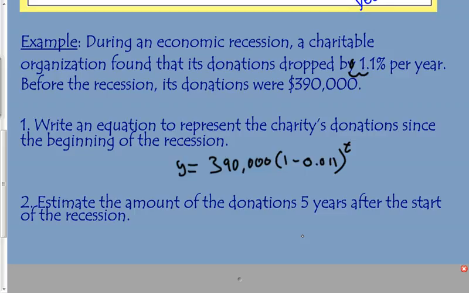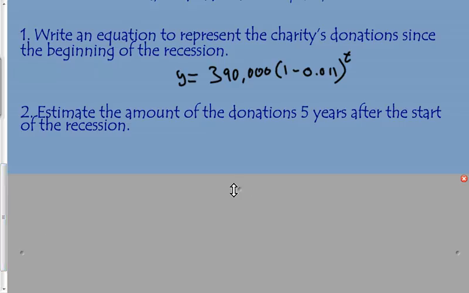Okay? Now it says estimate the amount of donations 5 years after the start of the recession. 5 years after the start. So we're going to make the time 5 years. So it's going to be y equals 390,000 times 0.989, I believe, raised to the fifth power.